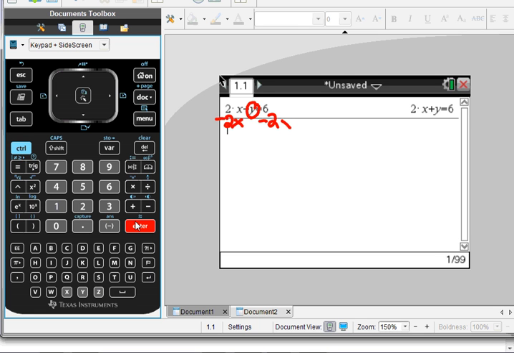So you can do that on the calculator. Press minus and then type in 2x and then press the enter key. The enter key is in a different place on the gray one. And there it does it for you.